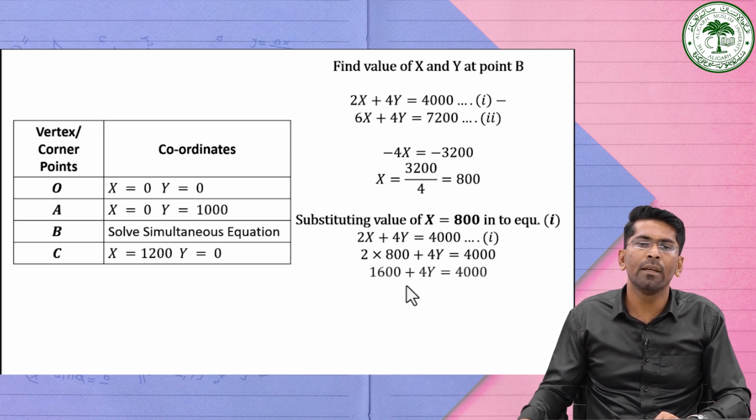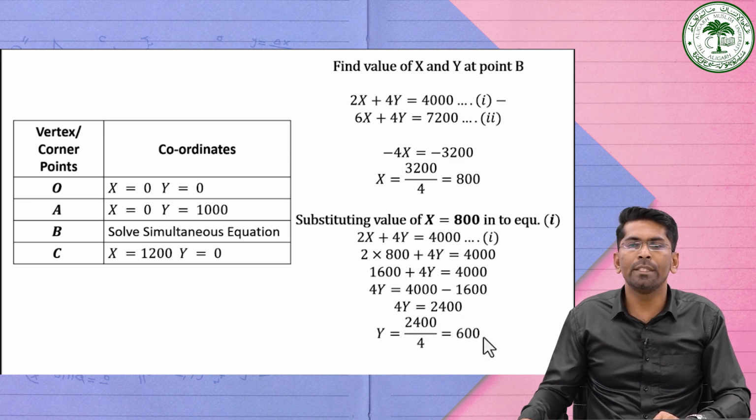So if you go for solving it, 2 into 800 is 1600 plus 4y is equal to 4000. Then 4y is equal to, subtracting 1600 from both sides of the equation, 4000 minus 1600. So it will become 4y is equal to 2400, and dividing both sides of the equation by 4, y is equal to 600. So here the value of x is equal to 800 and the value of y is equal to 600 at the point B. So at this particular point we have solved the simultaneous equation, and now the value of x is equal to 800 and value of y is equal to 600.